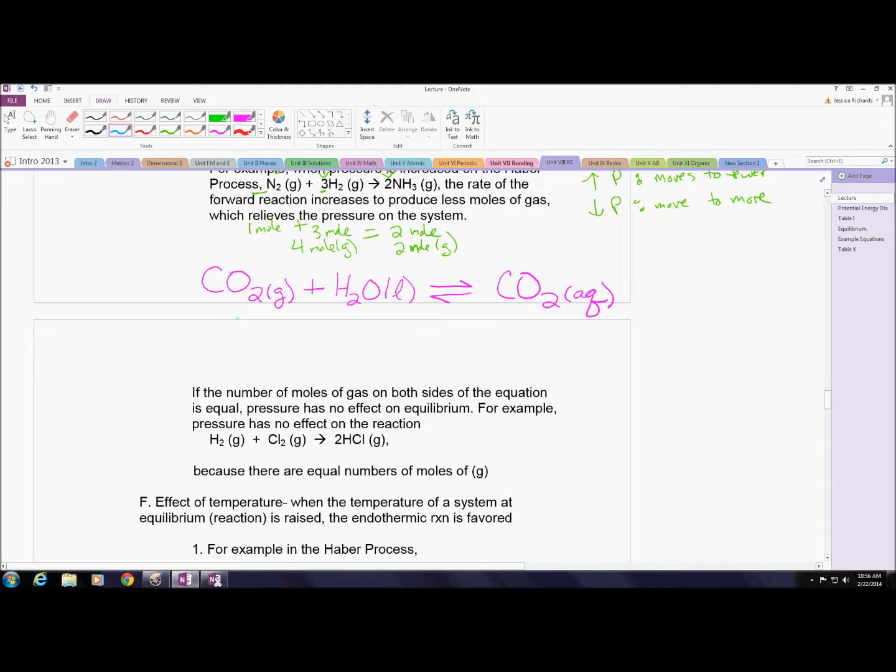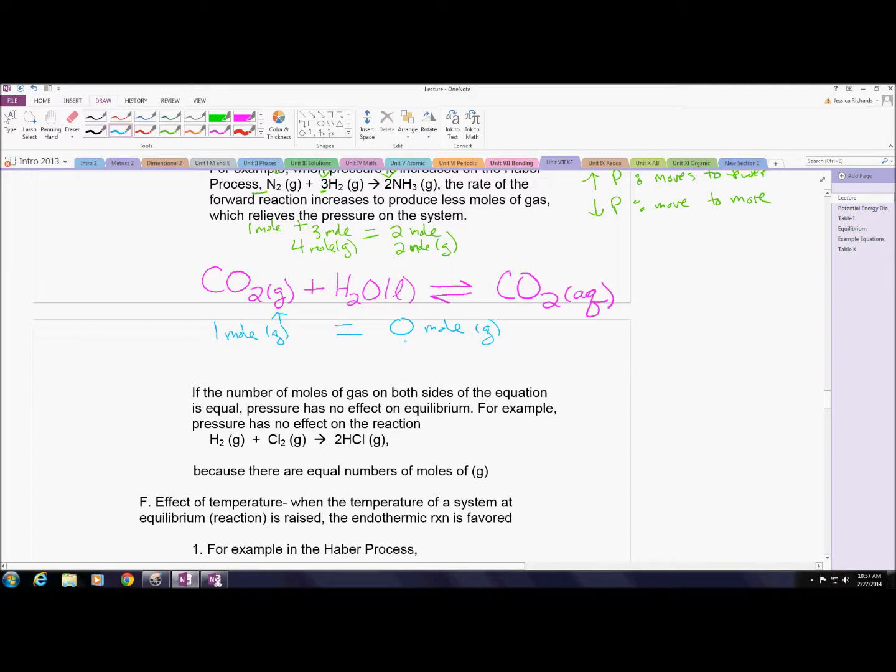I wrote the equation out this way so that we can look at the moles of gas and apply Le Chatelier's principle about pressure to the equation. I have 1 mole of gas on the left, and on the right, once it's aqueous, there are 0 moles of gas on the right.